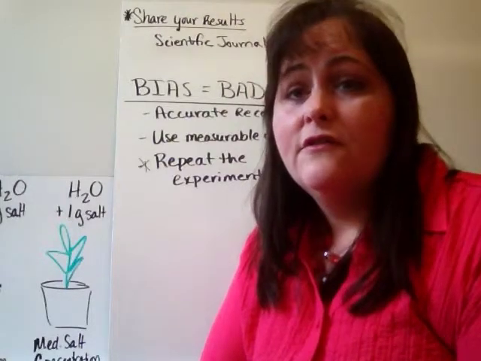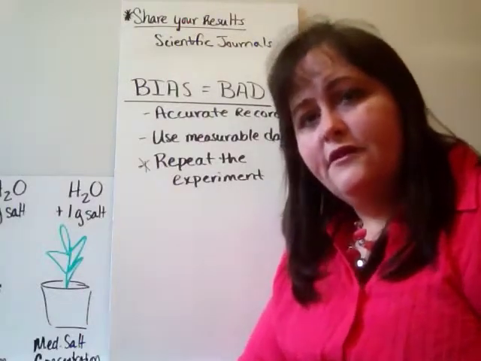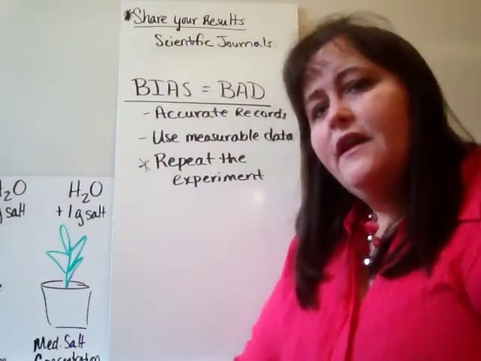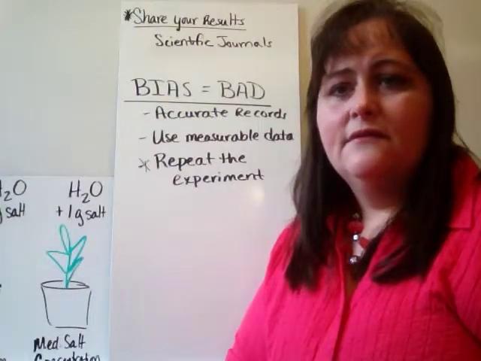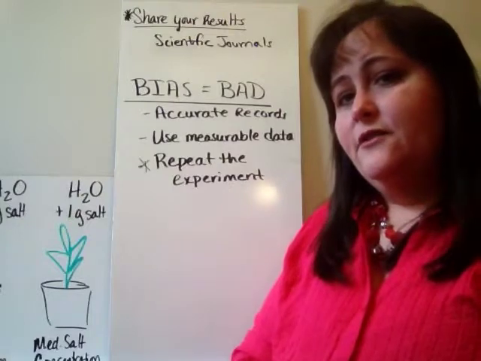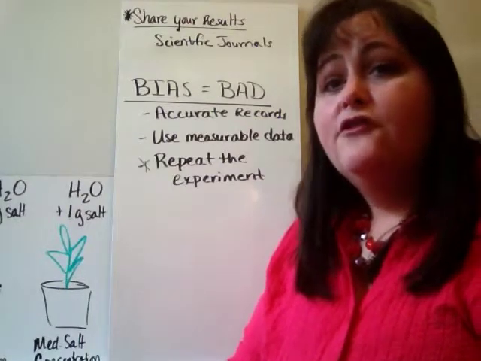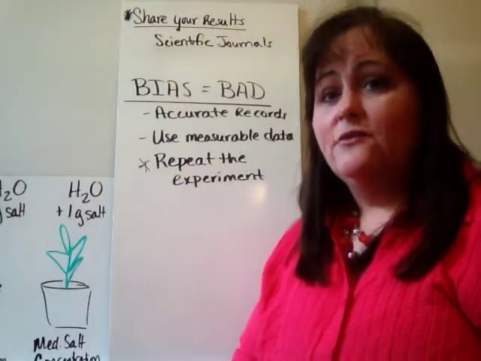Now, how do you make sure that someone isn't biased? And how do the journals make sure that the information that they're reporting is not biased? Well, they make sure that they look at the records that were kept for the experiment. So you keep accurate records. What else can you do? Well, you make sure you use measurable data. It's not just an opinion that you're using, it's actual data.